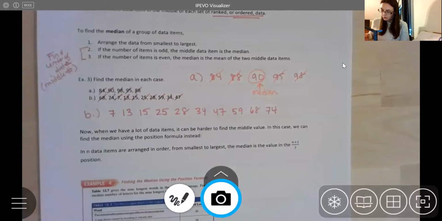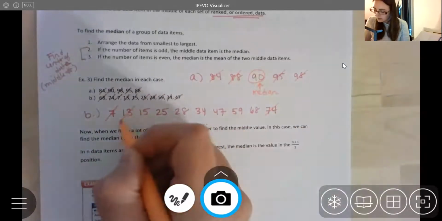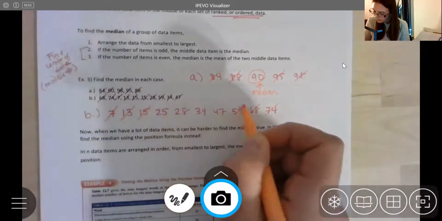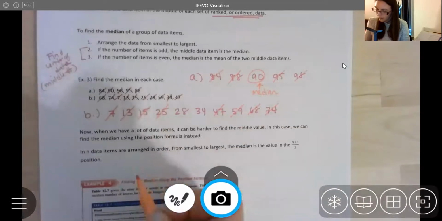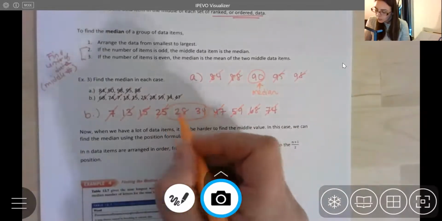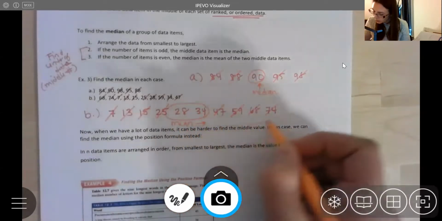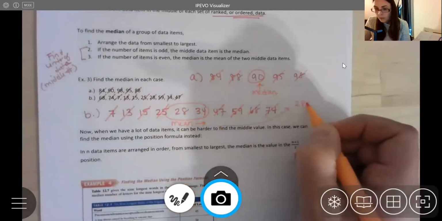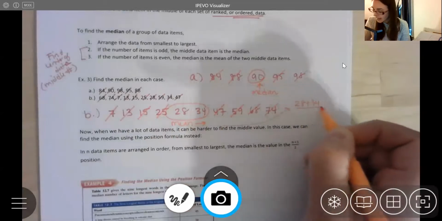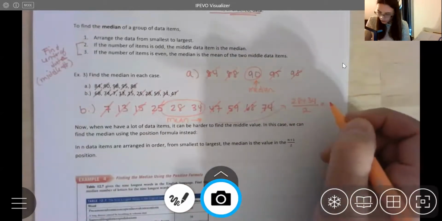And I'm going to count in towards the center. So I'm just going to take off one at a time on each end till I make it to the middle. All right, now what happens here is I don't actually have a perfect middle, right? I have two values in the middle. So what you do is you find the mean. So we're going over here, we're going to do 28 plus 34 and divide that sum by 2. And what we get here is 31.